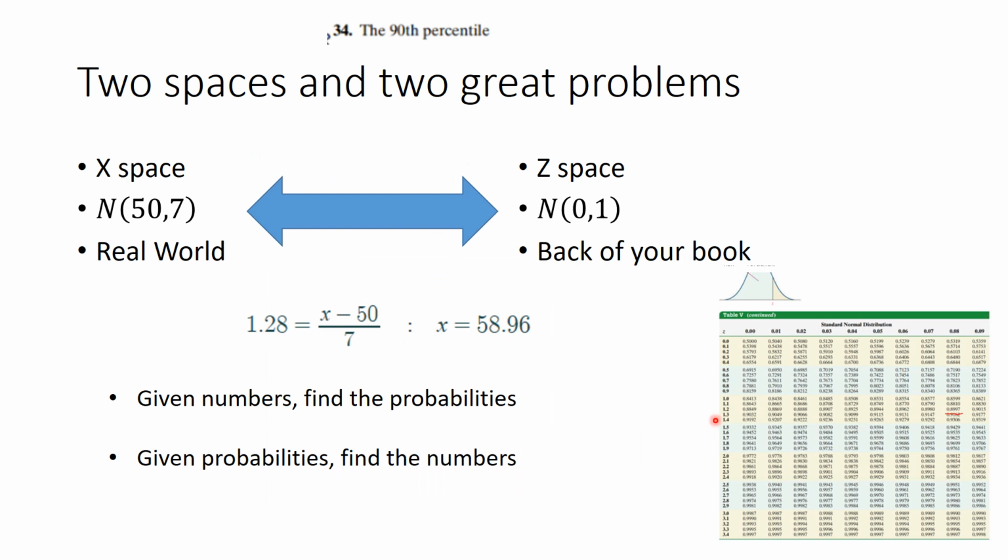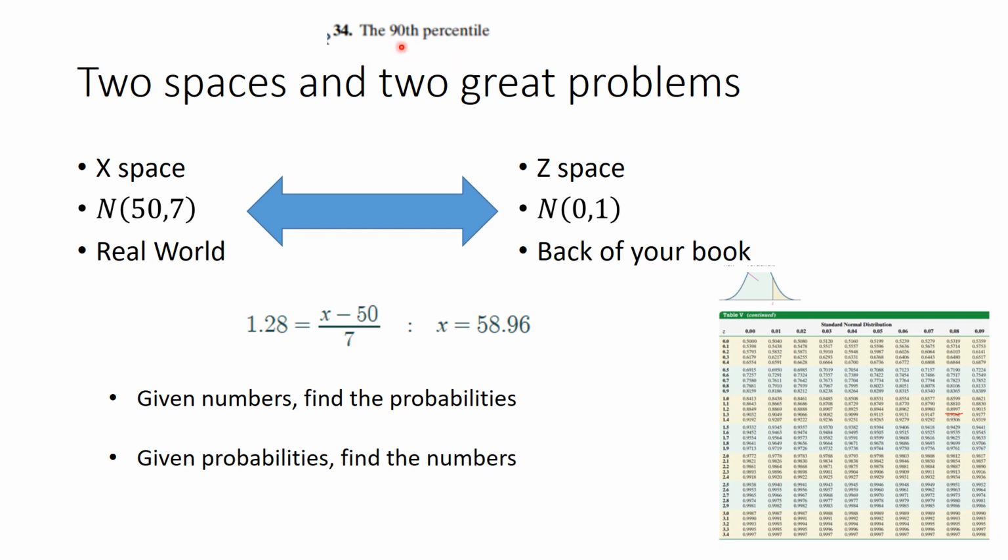Now let's look at the other great problem. Given probabilities, find the numbers. And in problem 34, we're talking about what is called the 90th percentile. That means that 90%, let's just talk about babies, 90% of the babies, if your baby's weight was in the 90th percentile, weigh less than your baby, and only 10% of the babies weigh more than your baby. So we want to find the 90th percentile.